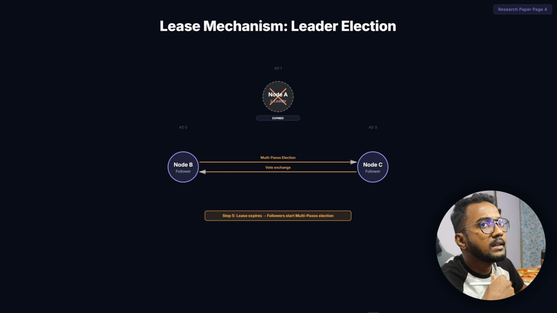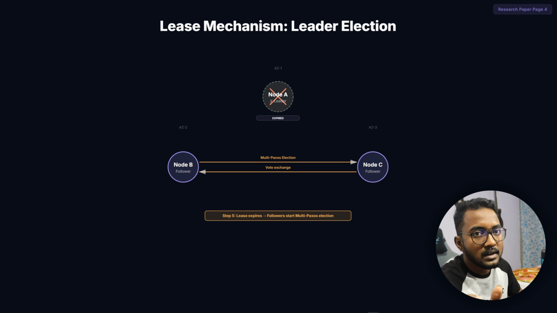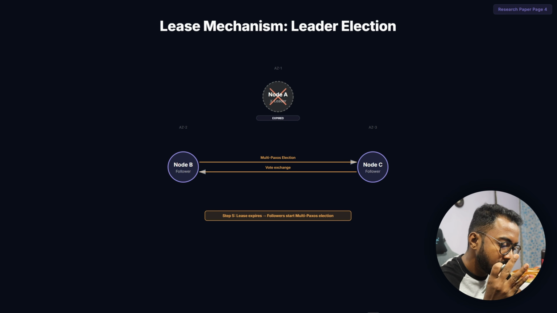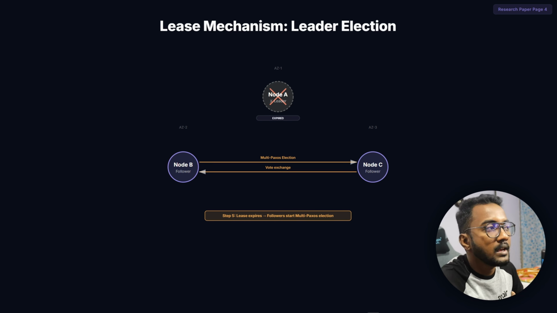Now, when the lease expires, followers can run multi-paxos to elect a new leader, like I said, and any replica can start that round. But the goal is to restore consistent reads and write availability as quickly as possible.